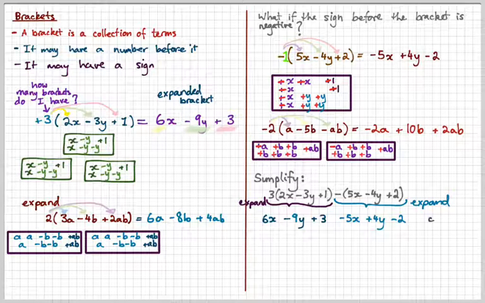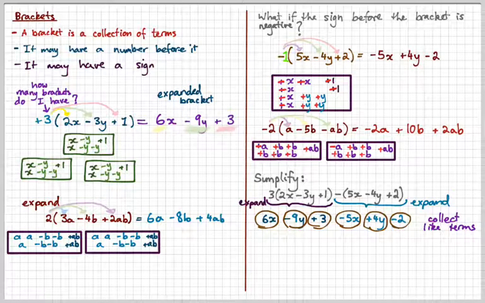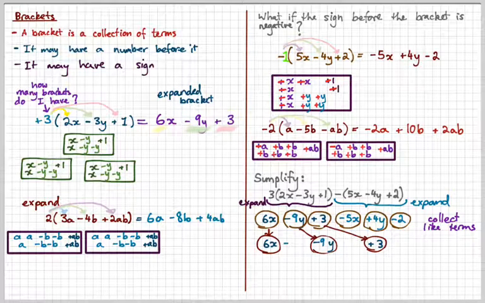Okay, now what we're going to do is collect the like terms. So maybe you should pause the video now and see if you can collect the like terms, remembering to circle them. So you can circle each term, remembering the sign must be included when you circle the terms. We can then move the terms. So 6x we could put here, we could put the minus 9y here, the plus 3 at the end, minus 5x next to the plus 6x, the plus 4y next to the minus 9y, and the minus 2 next to the plus 3.